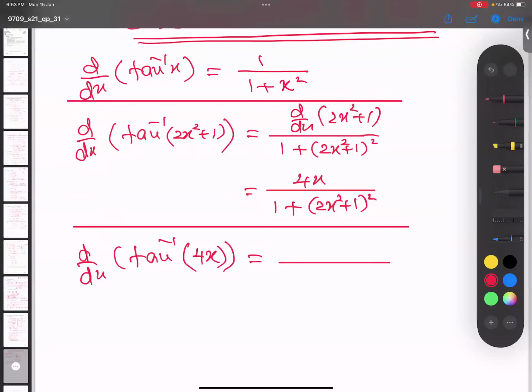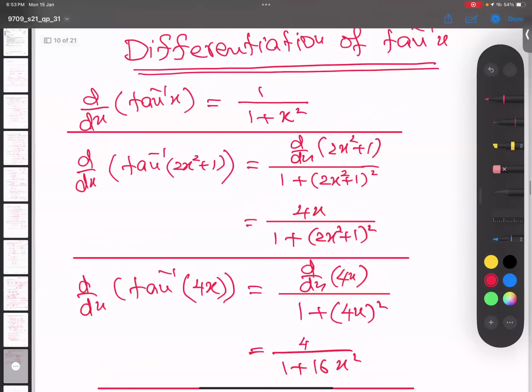I repeat, 1 plus angle square is the rule. Whichever term you square, you take its differentiation in the numerator. So the derivative of 4x, all of you know, becomes 4. And 1 plus the square of 4, which is 16, x square. This is my answer. I believe you got the point clear.